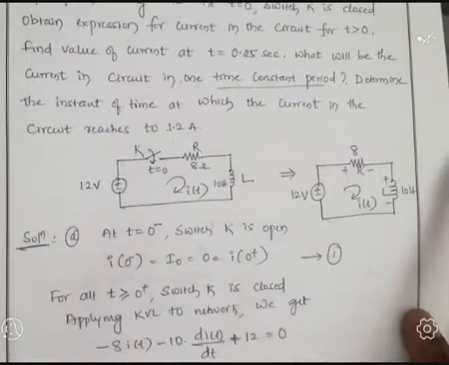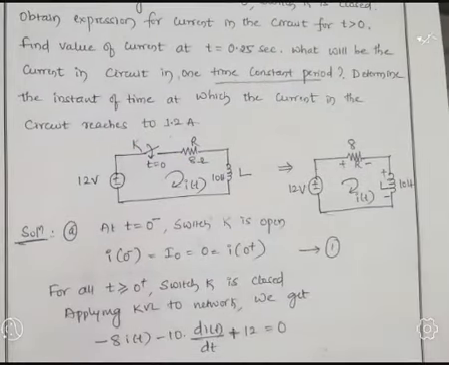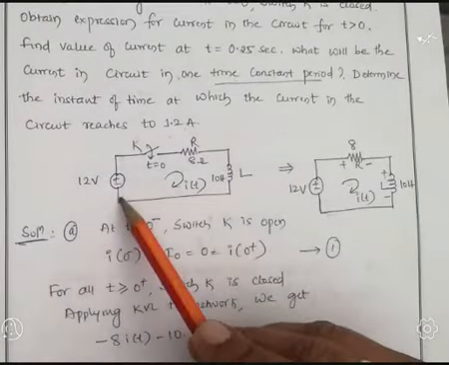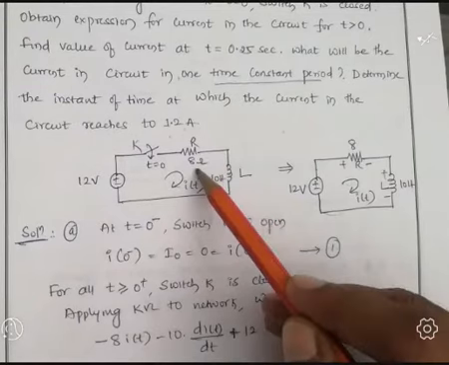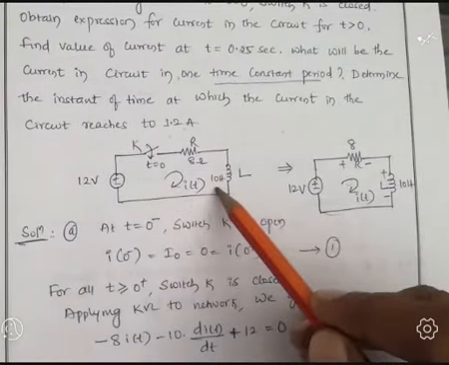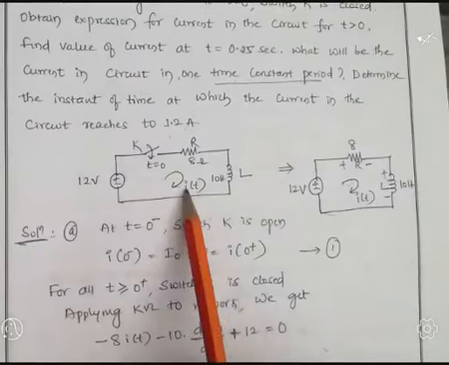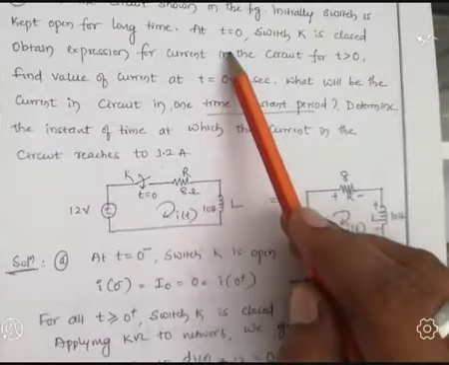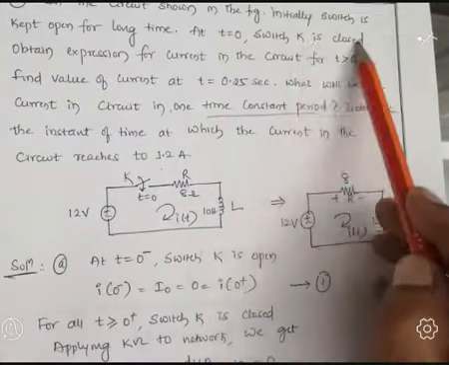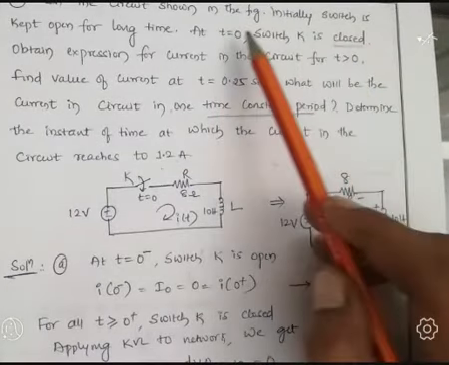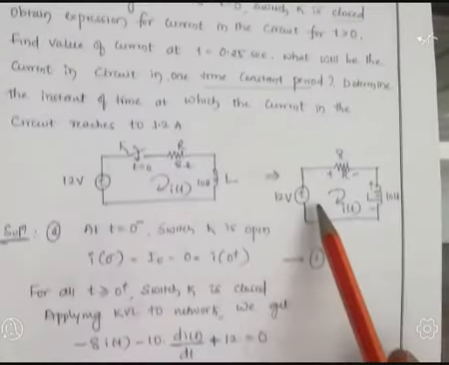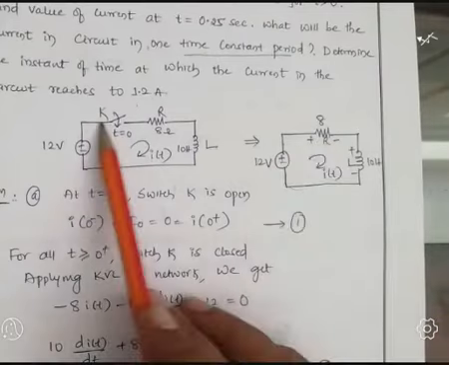So now observe the network here. A 12 volt applied voltage is there, resistor 8 ohm is there, and inductor 10 Henry is there. So current i(t) is flowing through the network. Now what happens? At time t equal to 0, switch K is closed. This point remember. This is the switch. t equal to 0, switch is closed means there is a connection. Connection occurs means short circuit.